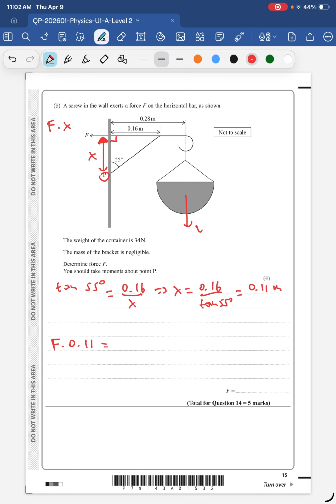So that's the weight over here. The weight is exerting a moment of 34 newtons times this distance from P, so times 0.28. So the force is equal to 84.97 newtons, which is approximately 85 newtons. And this was question 14.